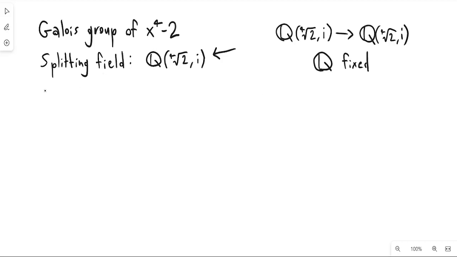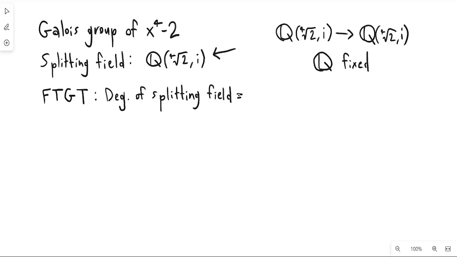Okay, and we're going to use a couple tools to figure out what the Galois group is. One thing that we're going to use is part of the fundamental theorem of Galois theory, specifically that the degree of our splitting field is equal to the order of the Galois group. If you have a polynomial, like this polynomial x to the fourth minus 2, the splitting field is going to be an extension of Q, and the degree of this is equal to the order of the Galois group. So we're going to use that.